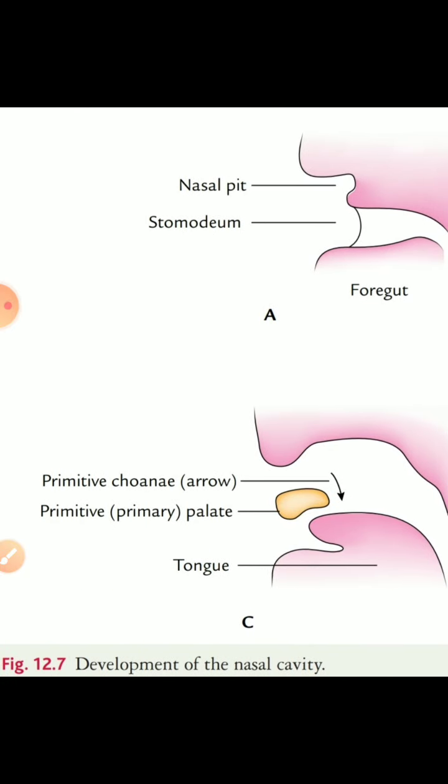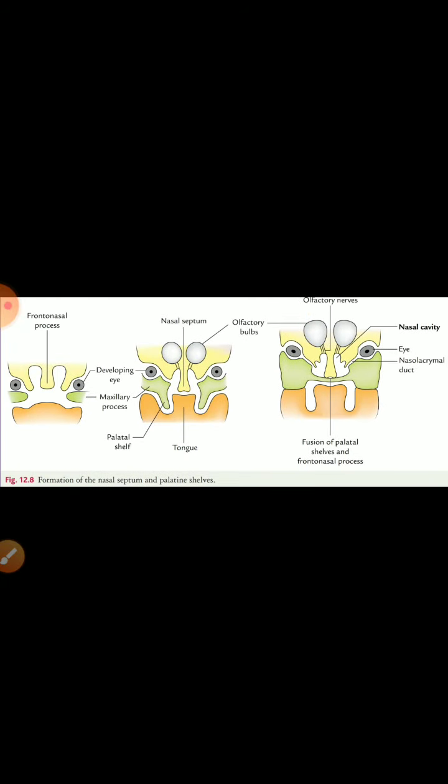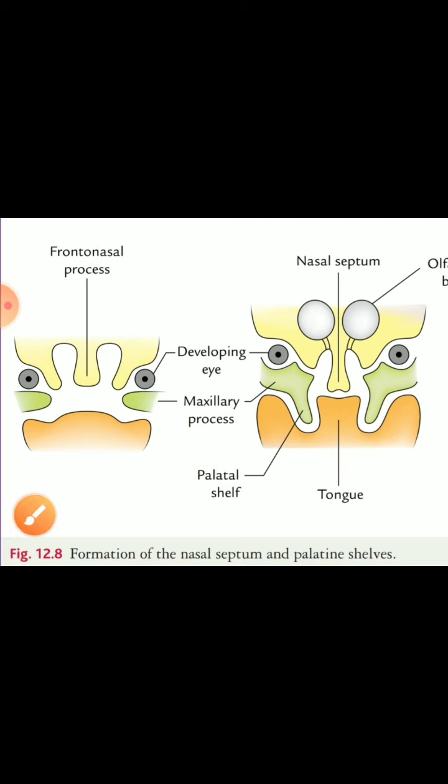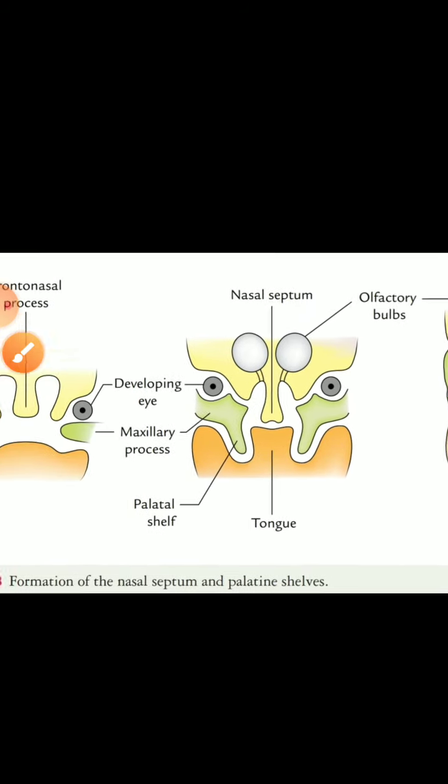Now we'll see the formation of the nasal septum. This is the other view: the frontonasal process that you can see here, and this is the developing tongue, and the green colored part is the maxillary process, and here you can see the developing eye. So this is the frontonasal process. Later what happens? This gives rise to the palate.